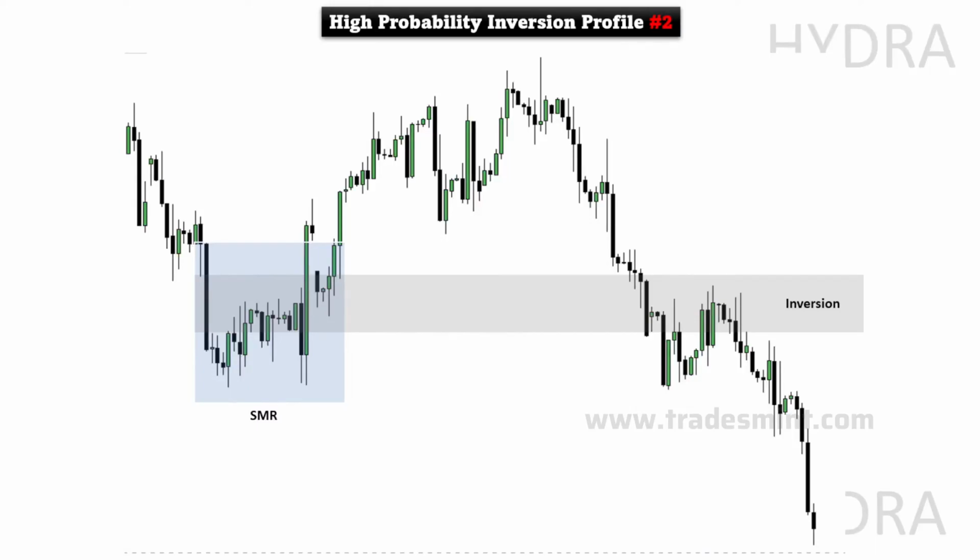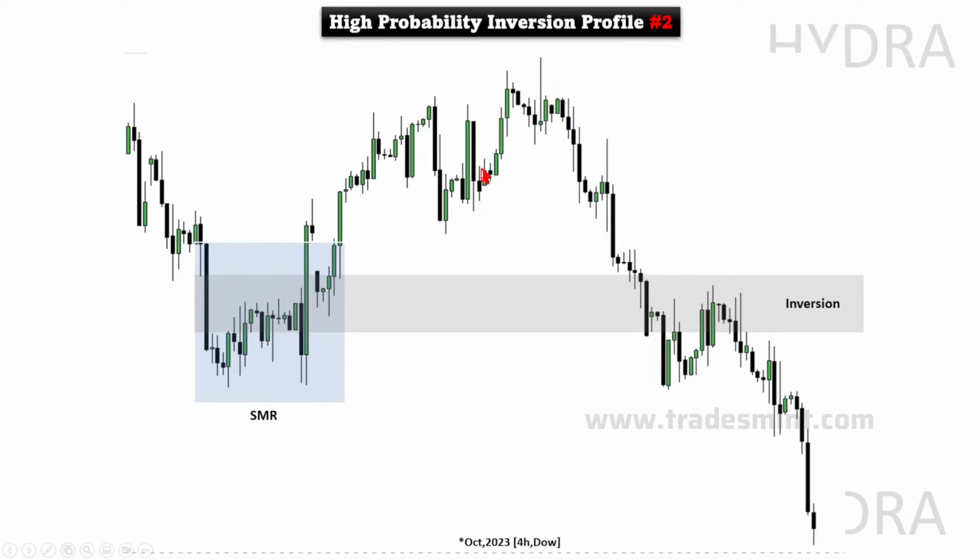Isn't it simple, folks? This chart example is from October 2023, 4-hour Dow. So we have our SMR zone right here, right? So we have another SMR zone right here. This is a smart money reversal zone. Okay, now price is yet to reach all the way up here, but every single time price reverses, folks, there will be a fair value gap.